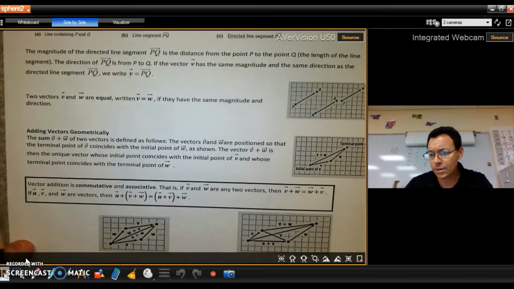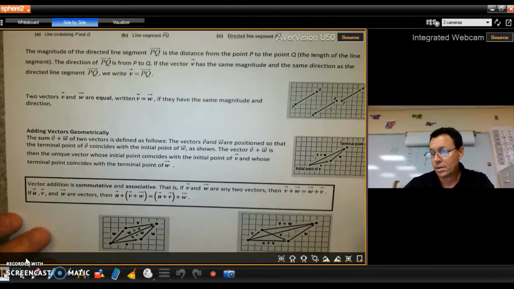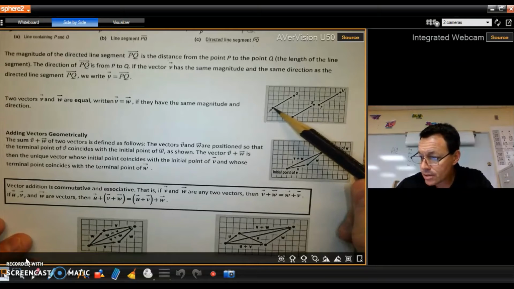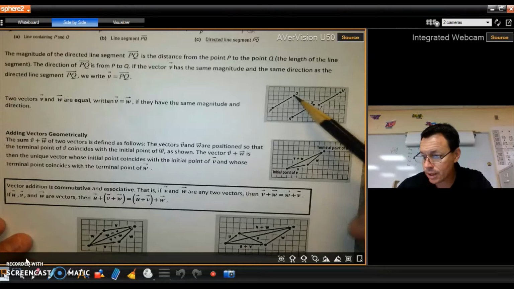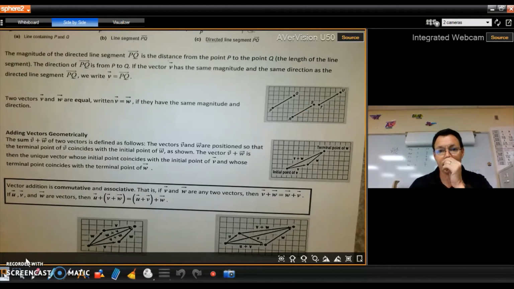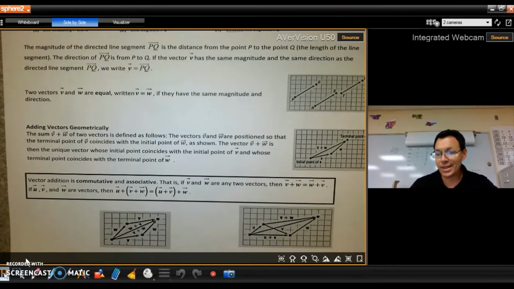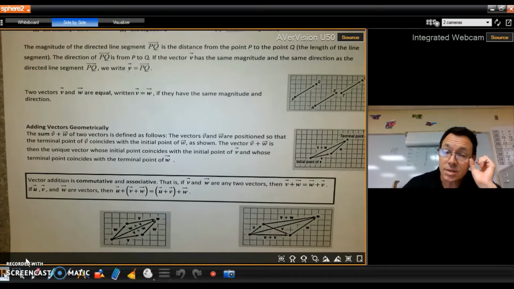Two vectors are equal if they have the exact same magnitude, so they're the same length, but also they have to be going in the same direction. So over here, you'll see this line segment goes over 4 and up 3. This one goes over 4 and up 3, and this one also goes over 4 and up 3. So these are all going in the same direction. They're all the exact same length. So all of these vectors are equal to each other. Something we're going to do here when we turn the page is we're going to add vectors.